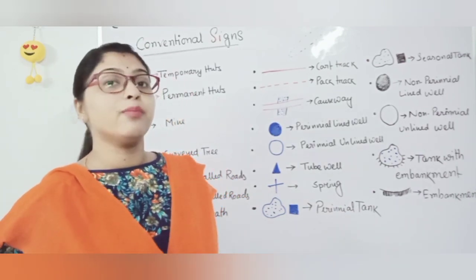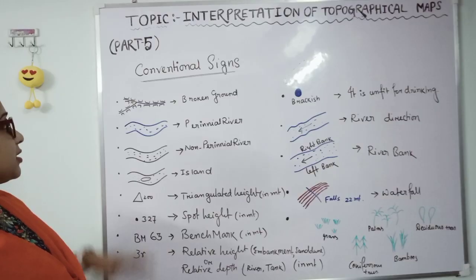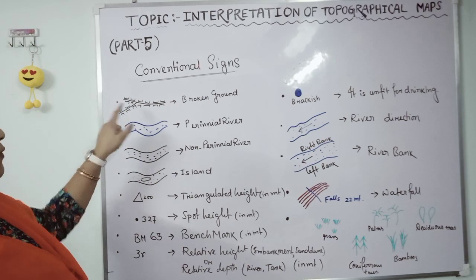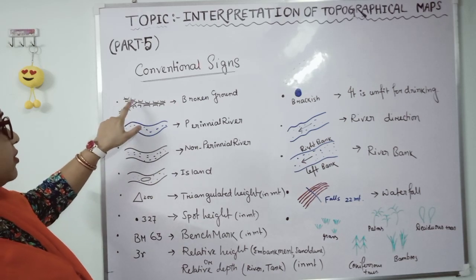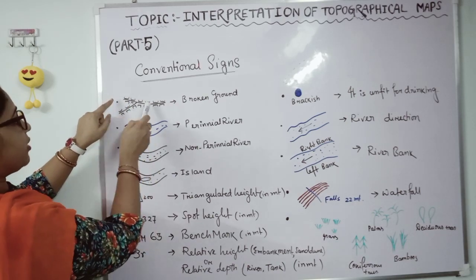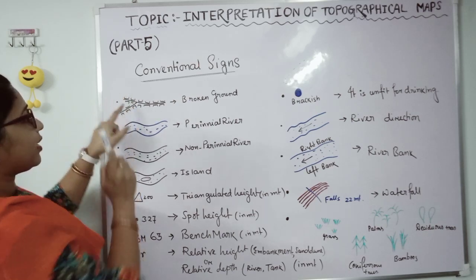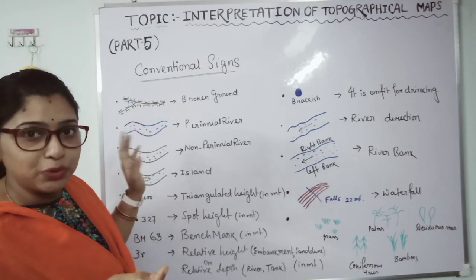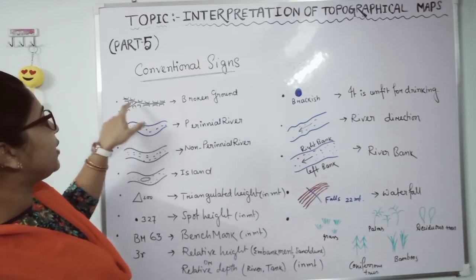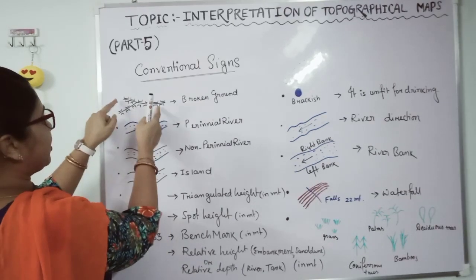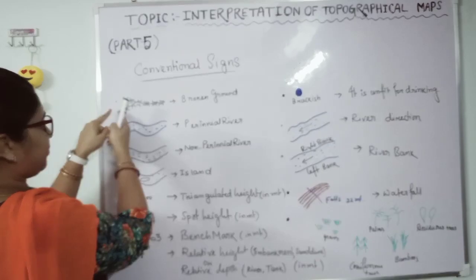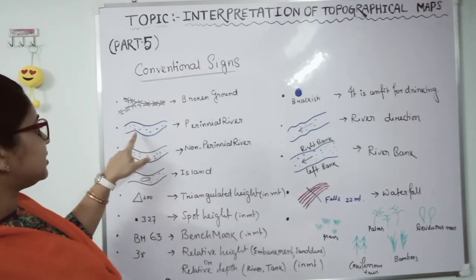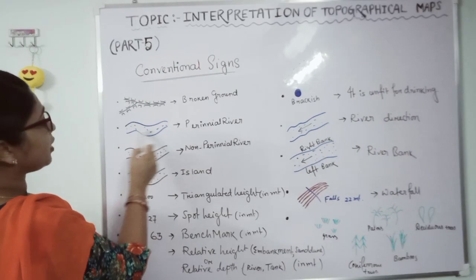Okay, so see some more signs. See students, some more symbols are given here. First, you can see a channel, and with that some marks like the square bracket you used to use in math. So when this kind of symbol is used with any kind of place, it is known as broken ground.